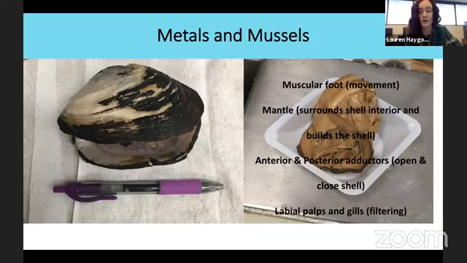And labial palps and gills that they use for filtering, so they can take in the water and filter out what they don't want. And so that gives us total metal accumulation if we study the tissue, and that's everything. That's all the metals they've accumulated in their entire lifespan.